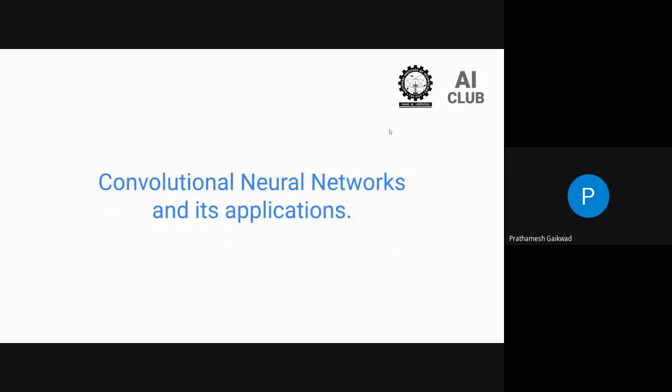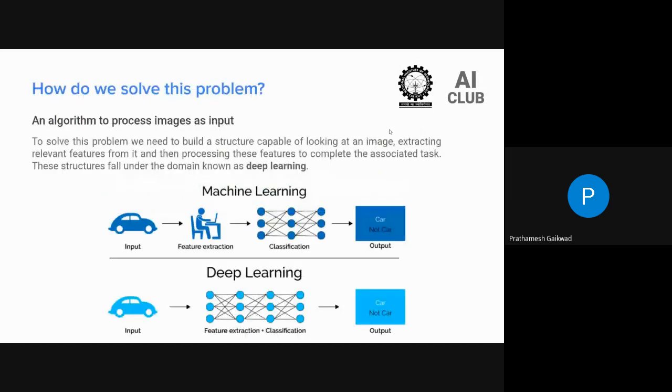My name is Prathamesh Gaikwad, and today I will be explaining convolutional neural networks and their applications. As Sir said in the earlier presentation, feature extraction in drug discovery problems is a tedious task. So how are we going to solve this problem? The algorithm can process an image as an input and carry out this tedious task. To solve this problem, we need to build a structure capable of looking at an image, extracting relevant features from it, and then processing these features to complete the associated task. This structure falls under the domain known as deep learning.